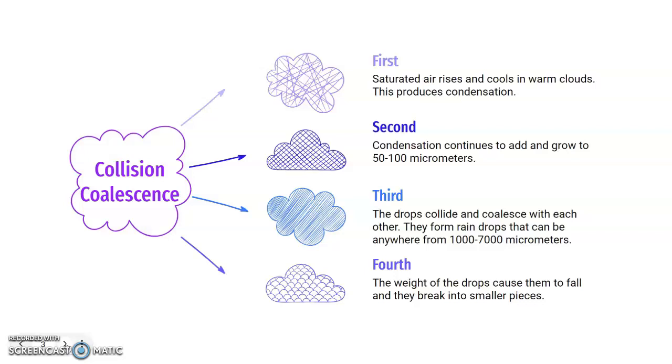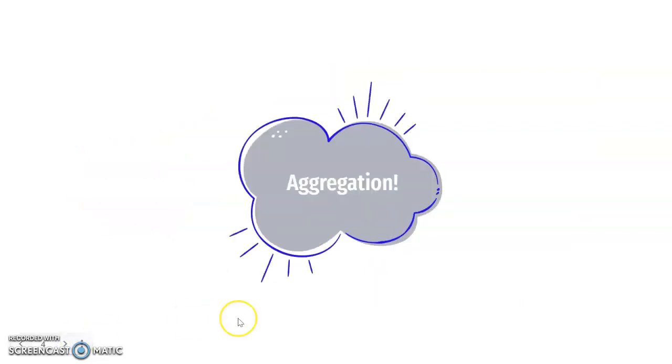Whenever it hits this point, the drops are going to start to collide and then they'll coalesce with each other, and then they form raindrops that can be anywhere from 1,000 and they can go up to 7,000 micrometers. When that happens, the weight of the drop causes them to fall, and as they're falling, they will break into smaller pieces. There is also aggregation, and aggregation is a very similar process. Instead, it is just falling ice crystals, and the ice crystals will collide and stick together.